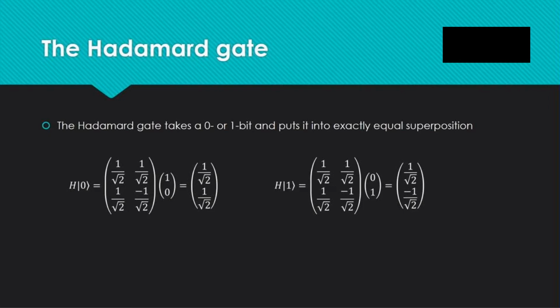Similarly, if you apply H to 1, you multiply the Hadamard matrix times the 0, 1 C bit, and what you get is 1 over root 2, negative 1 over root 2, which collapses 50-50, 0, 1, just like the other, but it somehow is different because it has the negative sign.